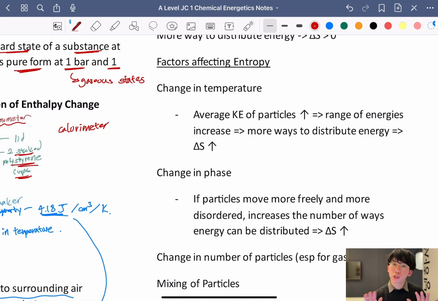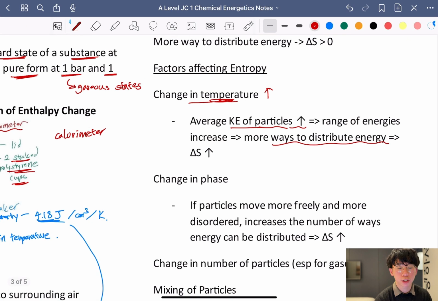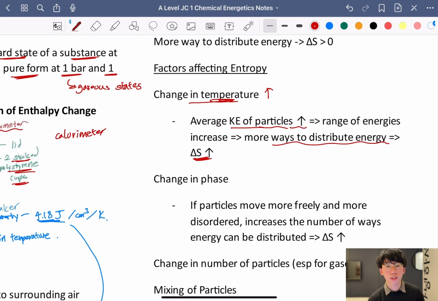Well, a very obvious one is when there's a change in temperature. So if I increase my temperature, for example, the KE of my particles will increase. So overall, the range of energies increases because every particle kind of gains a range of energies, and you just have more ways to distribute these energies, and therefore your delta S, or the entropy change, will increase from the change in temperature, which is an increase in temperature.